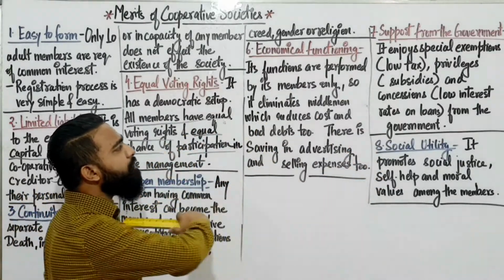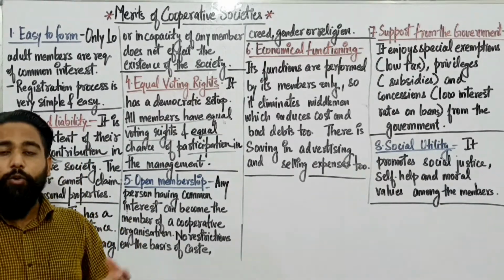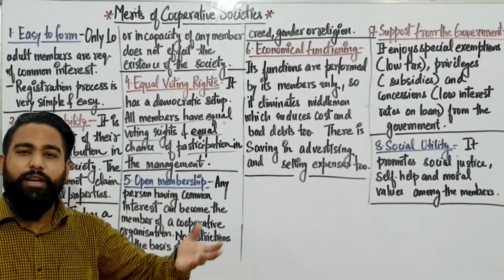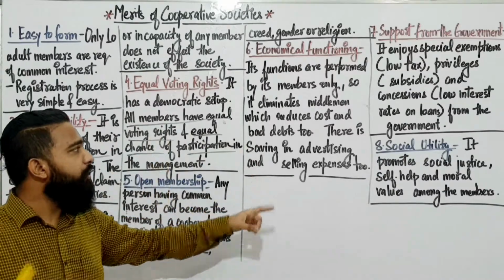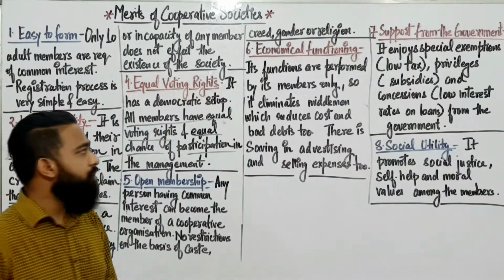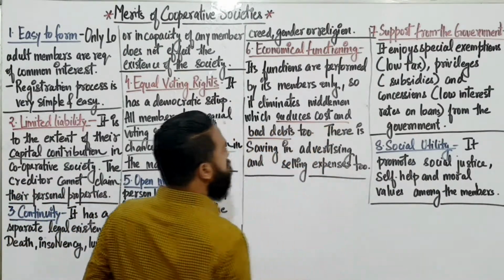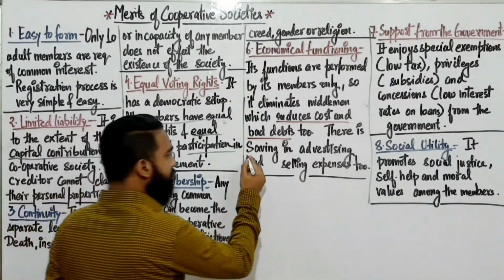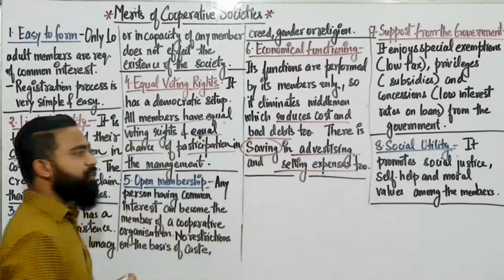So it eliminates middlemen. They don't need to arrange some broker or some middleman so that they can arrange things for them. So they don't need a middleman, due to which it reduces the cost and the chance of bad debts too. Due to which there is lots of saving. There is saving in advertising and selling expenses too.